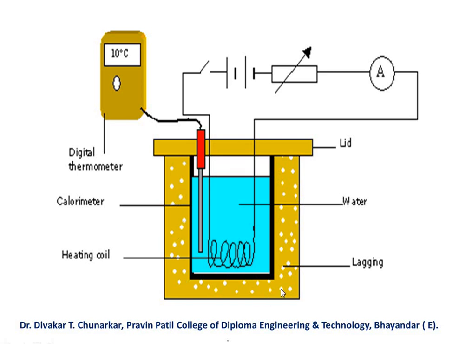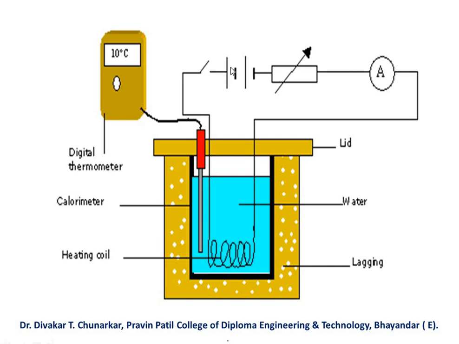This box is a wooden box and this is the wool lagging. This is the lagging. Then connect the circuit as shown in the circuit diagram. In this calorimeter experiment we have to use a thermometer. The range of the thermometer is 0 to 110 degrees Celsius, keep this in mind.